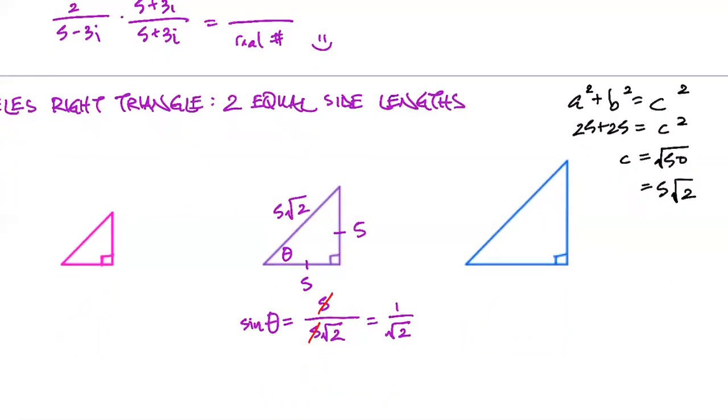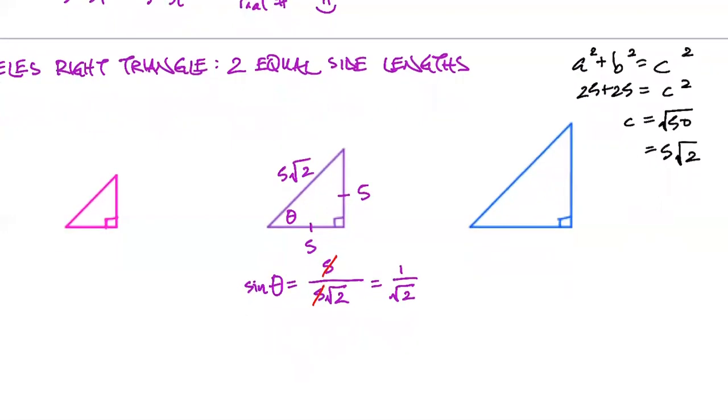All right, so for the purpose of this problem, we're just gonna leave the square root on the bottom because I'm more worried about what's the same and what's different versus can we simplify every little thing, okay? So we have our sine. What is our cosine for this theta?